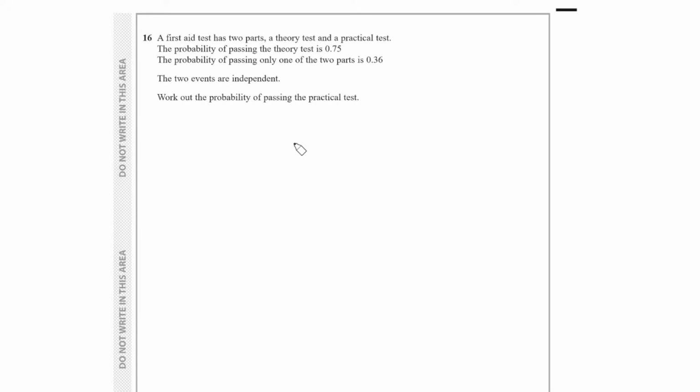Question 16. A first aid test has 2 parts, a theory test and a practical test. The probability of passing the theory test is 0.75. The probability of passing only one of the 2 parts is 0.36. The 2 events are independent. We need to work out the probability of passing the practical test.